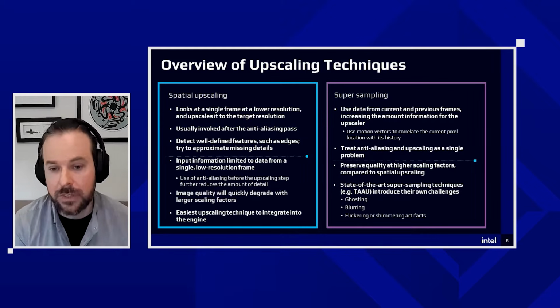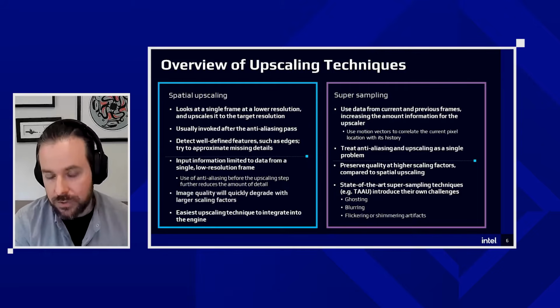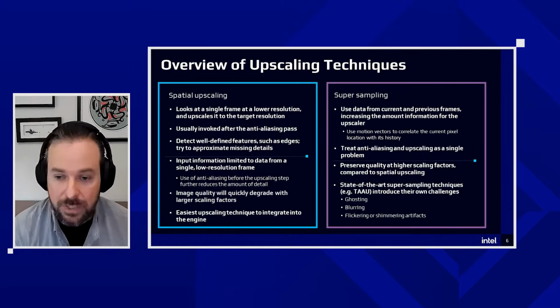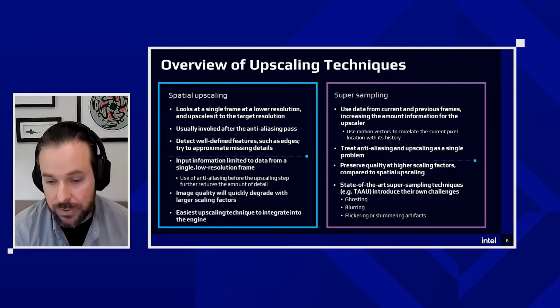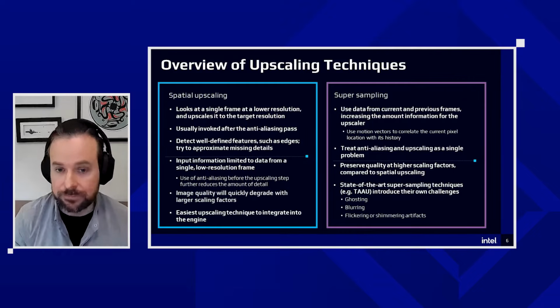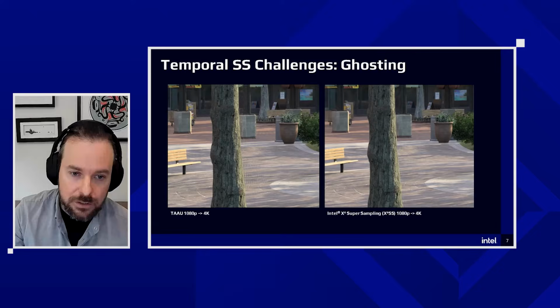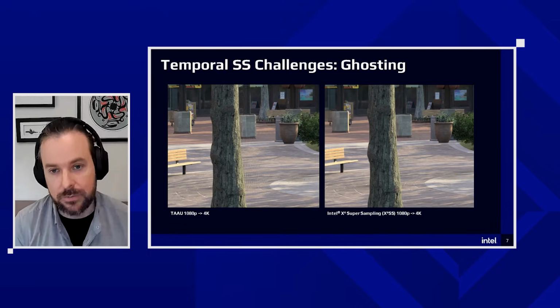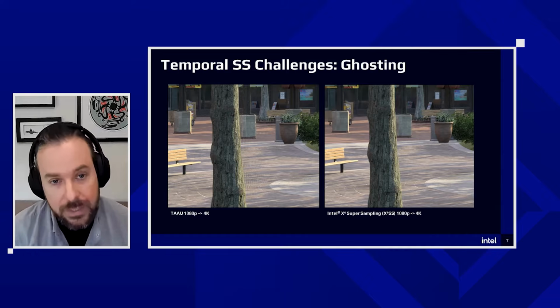So there's this advantage. The problem is that they introduce their own problems, and even state-of-the-art supersampling techniques like TAA have problems like ghosting, blurring, flickering, or shimmering. And I'll actually talk about ghosting and how XeSS tries to, and is able to, alleviate this problem.